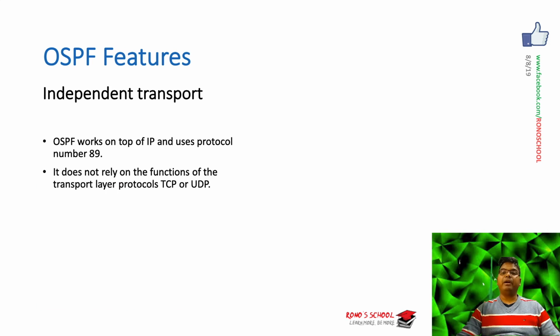Both BGP and RIP are application layer protocols using TCP 179 and UDP 520 respectively for communication. OSPF and EIGRP are network layer protocols using protocol numbers 89 and 88 respectively for communication.